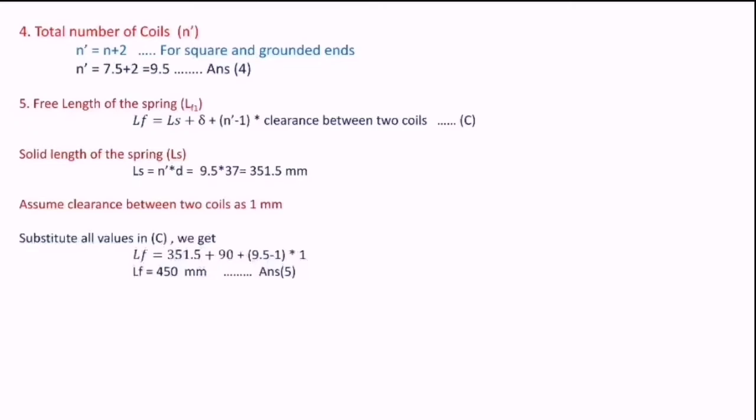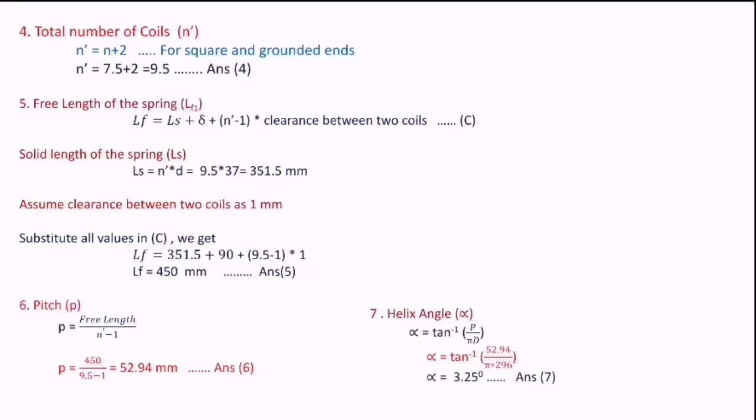Next parameter is to find out the pitch, which is given by the relation free length divided by N dash minus 1. So on substituting the values, I will get the answer for pitch as 52.94 mm. And lastly, we require the helix angle, which is given by the relation alpha is equal to tan inverse of p by pi D, on solving which I will get the answer as 3.25 degrees. This completes the solution. Thank you.